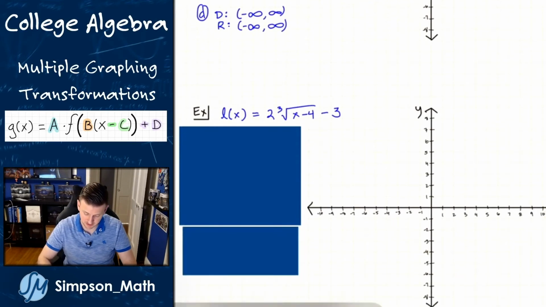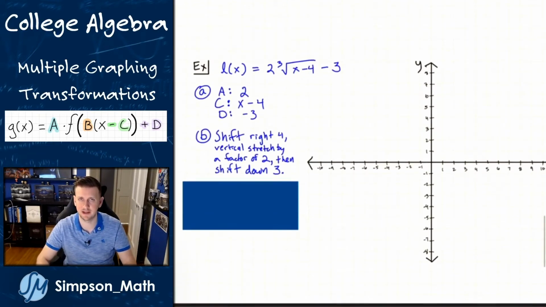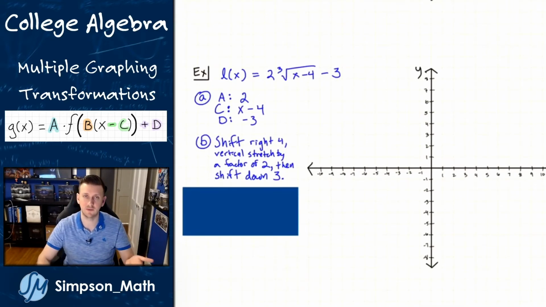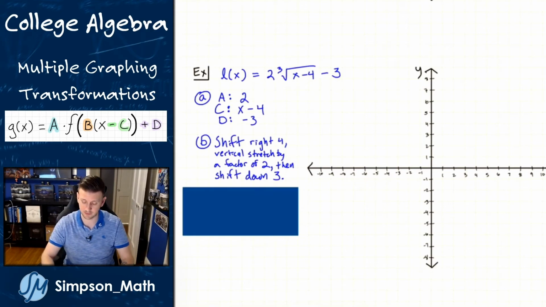So we've already talked about all of this, so I can go ahead and uncover that. A is 2, c is x minus 4, or c is the minus 4, but I like to write that binomial, and then that minus 3. So we're going to go right 4, stretch by a factor of 2, and then shift down 3. So notice order of operations.